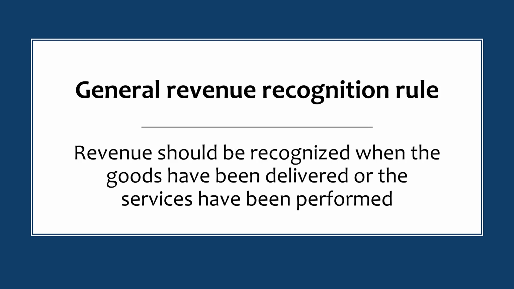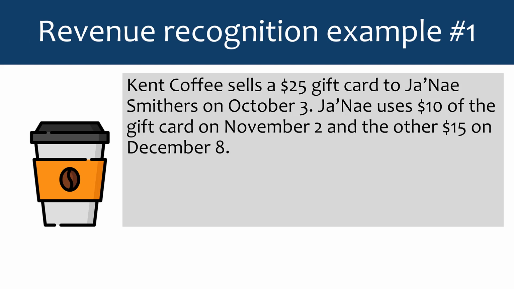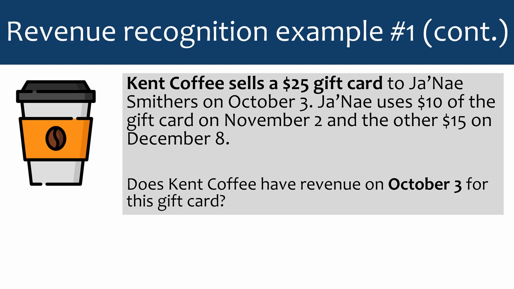Let's go through two examples. So first of all, example one. Kent Coffee sells a $25 gift card to Janae Smithers on October 3rd. Janae uses $10 of the gift card on November 2nd and the other $15 on December 8th. So the question is, does Kent Coffee have revenue on October 3rd for this gift card? What do you think?